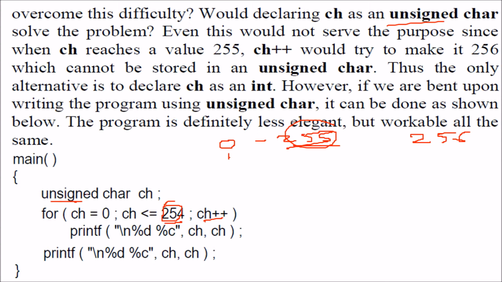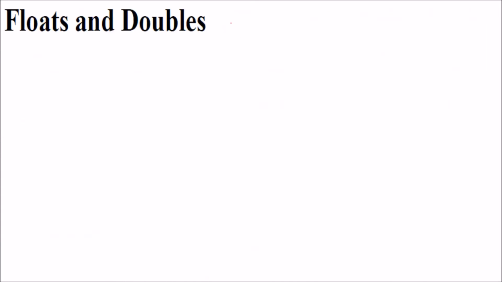That is why we have changed this to unsigned character. Now unsigned character has a range from 0 to 255. You are trying to go up to 255, putting the values and printing the values. Now everything will be fine. All the characters from 0 to 255 and the numbers will be shown.